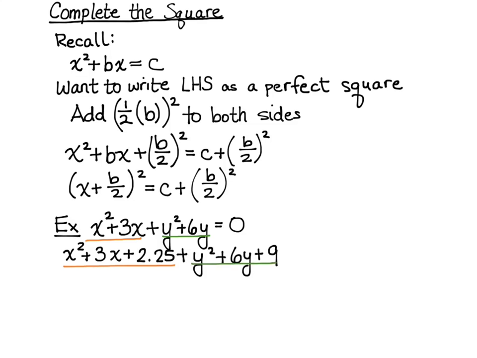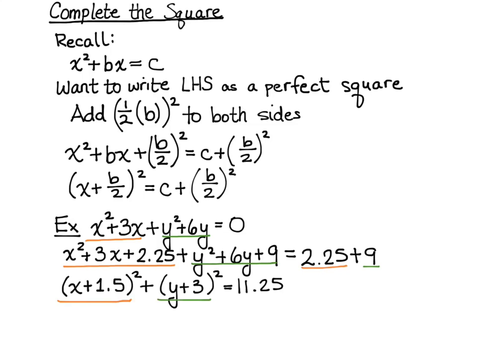In order to complete the square for the y values, the green underlined part, I have to take half of 6, which is 3, and square it, so that gives me 9. So that means that I'm going to add 2.25 and 9 to both the left and the right side of the equation. This is to make sure that the equation really is still equal on both sides.